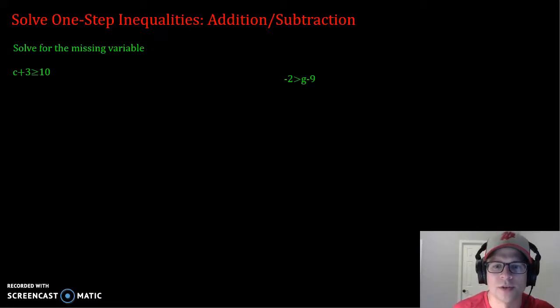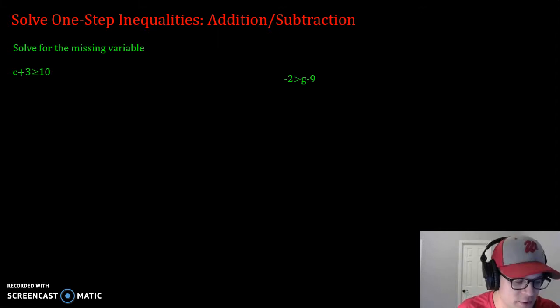All right, we're going to get into solving one-step inequalities that involve addition and subtraction. When solving these one-step inequalities, it's exactly the same as solving one-step equations, at least with addition and subtraction. So really nothing new to go over here. Let's just go ahead and practice these inequalities.